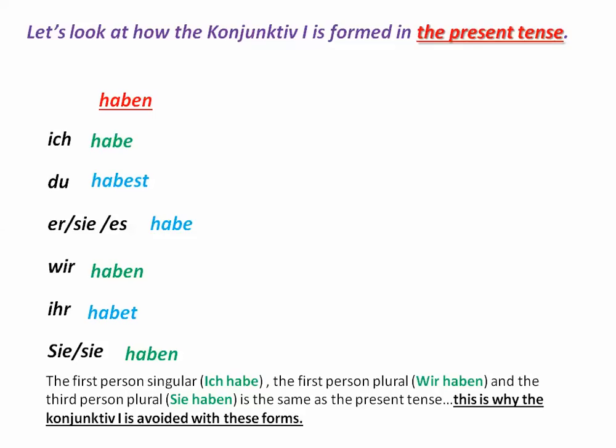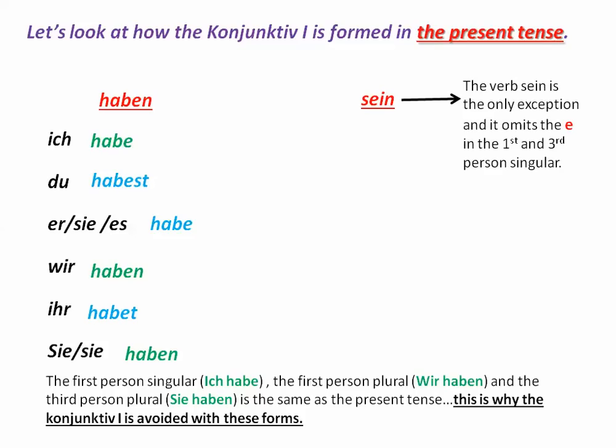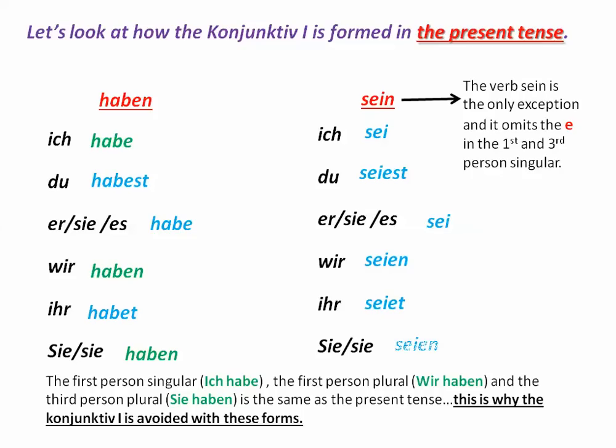The ones I've outlined here in green are similar, or just like, the present tense conjugations of this verb. For this reason, a lot of times the subjunctive I is avoided in the first person singular, first person plural, and third person plural, because you can see where confusion can happen. Sein is the only exception to these endings, so it changes a little bit differently: ich sei, du seiest, er sei, wir seien, ihr seiet, sie seien. So these are the subjunctive I conjugations of the verb sein.